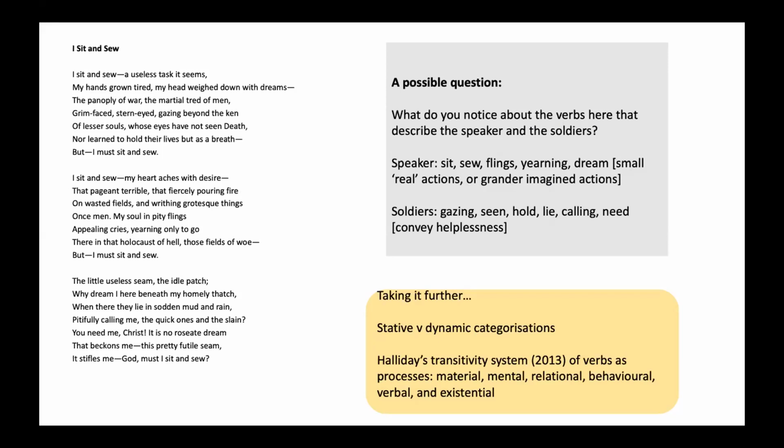Or you could use Halliday's transitivity system, which categorizes verbs as 6 different types of processes. So you could go a lot further than what I'm doing here. But what I'm suggesting here is that you could simply ask students to highlight the verbs in the poem and ask them, what do you notice about the verbs here?